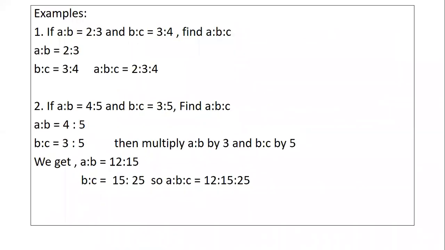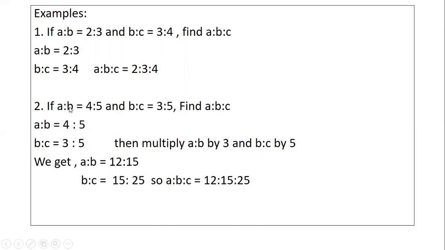For example, if A is to B is 2 is to 3 and B is to C is 3 is to 4, and we have to find out the combined ratio, then A is to B is to C will be 2 is to 3 is to 4. We can directly combine if we have the same values. Here, both the values of B are 3, so we can combine: A is to B is to C is 2 is to 3 is to 4.